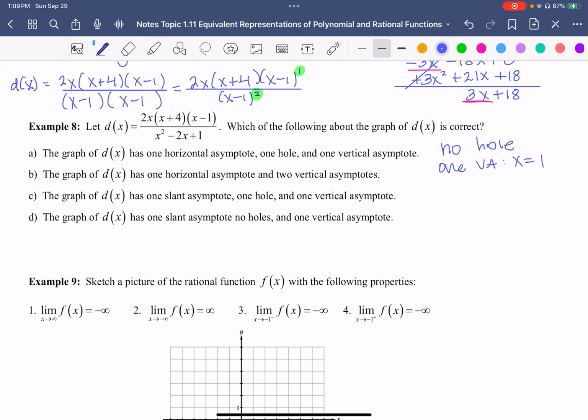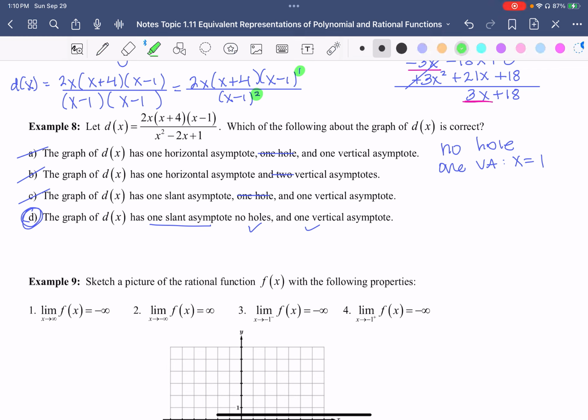Okay, so I can eliminate some answer choices. I'm going to eliminate the one that says there is one hole. So that eliminates A and C. And then this one says we have two vertical asymptotes, but we know that we only have one vertical asymptote. So that leaves us with answer choice D. We said there were no holes and only one vertical asymptote. And then this says that we have one slant asymptote. Let's see if that is true.